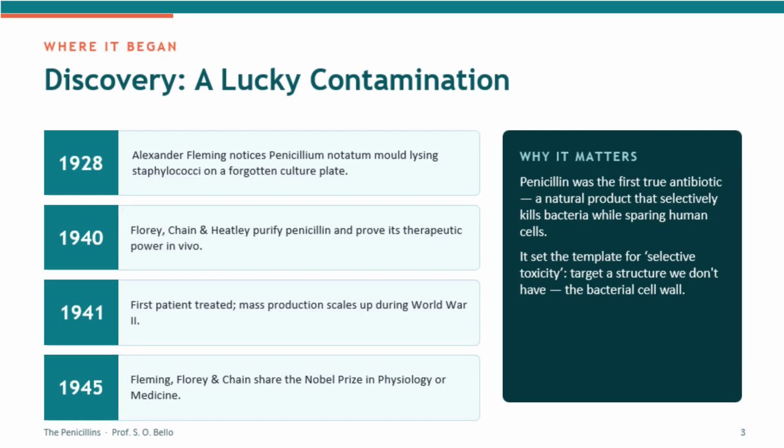Then, in 1940, Howard Florey, Ernst Chain and Norman Heatley in Oxford purified it and showed it could cure infection in animals, and then in 1941 in people. The Second World War drove mass production, and in 1945 Fleming, Florey and Chain shared the Nobel Prize. I want you to take away one big idea from this slide. Penicillin proved the principle of selective toxicity. We can attack a structure bacteria have and we don't: the cell wall. That principle underpins everything else in this lecture.